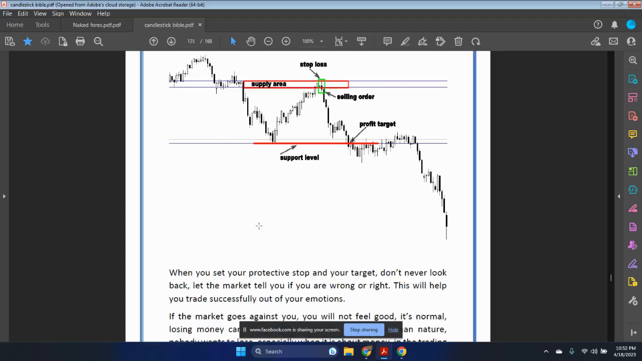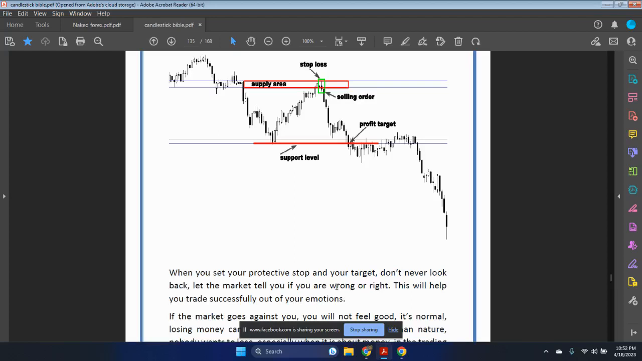Okay, it says, when you set your protective stop and your target, don't ever look back. Let the market tell you if you're wrong or right. This will help you trade successfully out of your emotions.